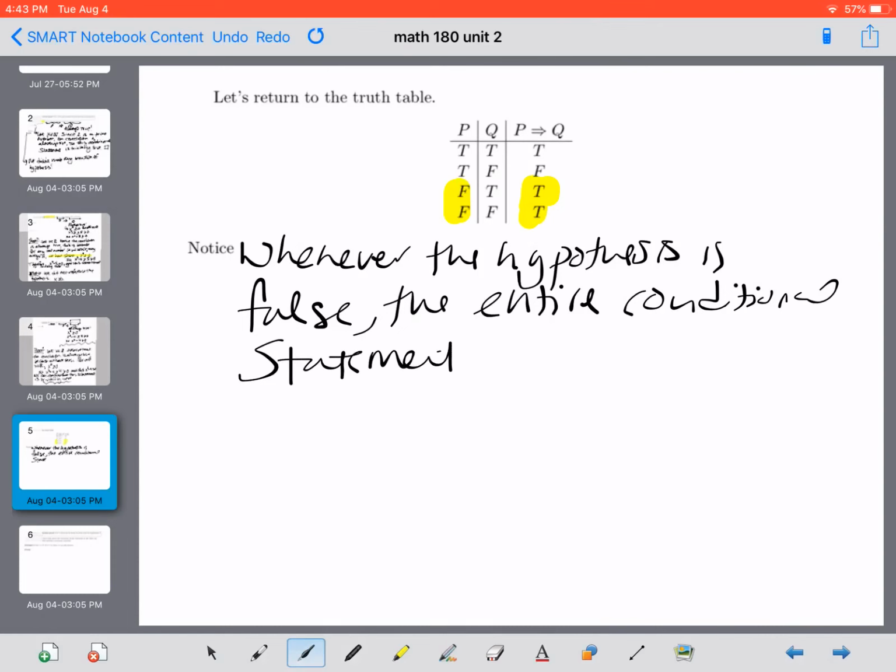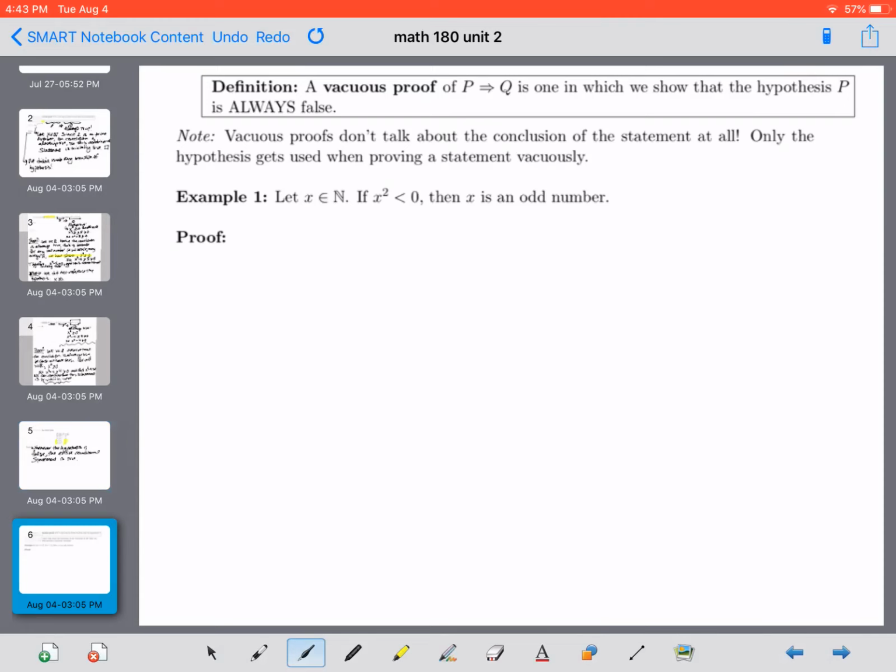Okay, so why does this help? Well, a vacuous proof of a statement P implies Q is one in which we show that the hypothesis P is always false. So if you're given a statement and you can see that the hypothesis is always false, then you don't even have to worry about the conclusion. You don't even have to mention the conclusion at all. All you do is show that the hypothesis is false and then state that you're proving this vacuously.